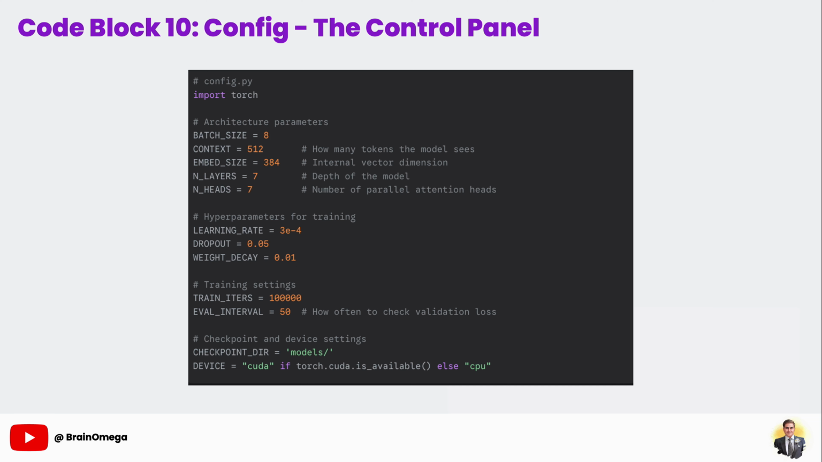If you want to see what happens when you train a deeper model, you just come here and change n_layers from 7 to 12. If you want to try a different learning rate, you change one line.